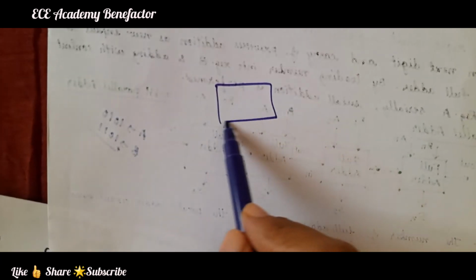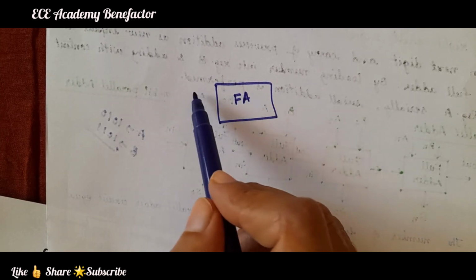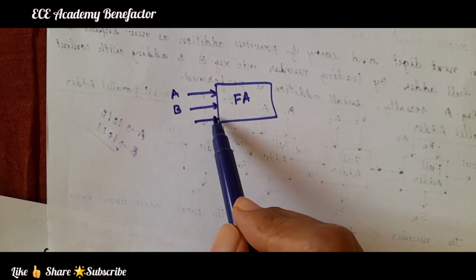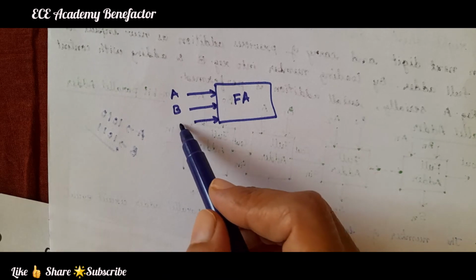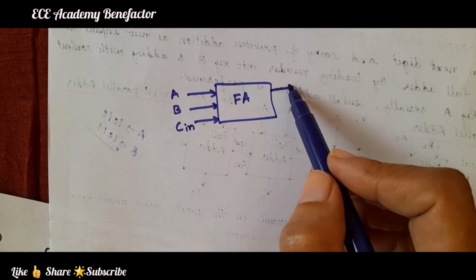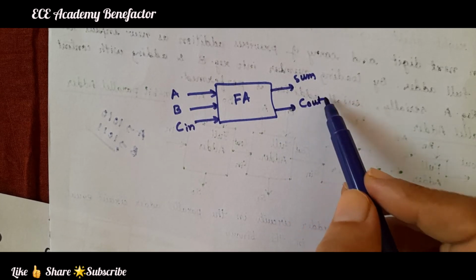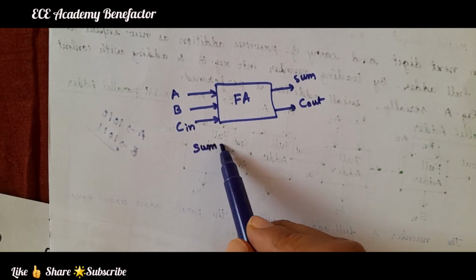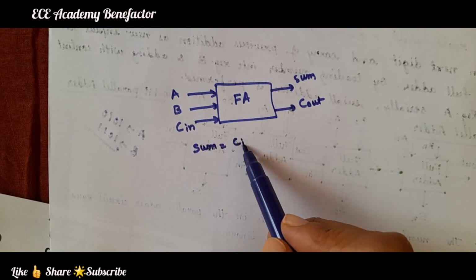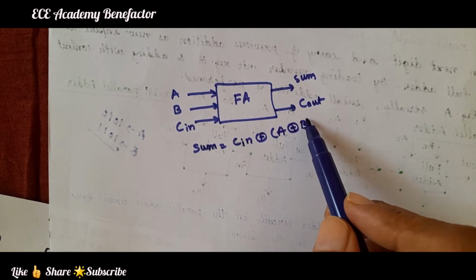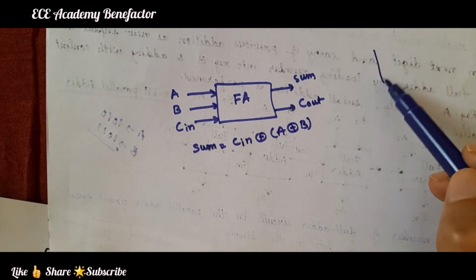Okay, so I will write it again. Full adder: the inputs of the full adder are A, B, carry in, C in. Outputs are sum and carry out. So, here the sum equation is C in XOR A XOR B.